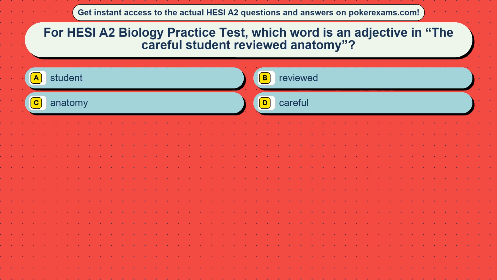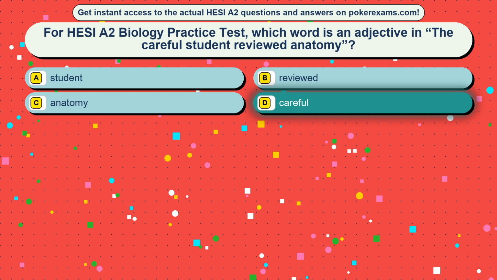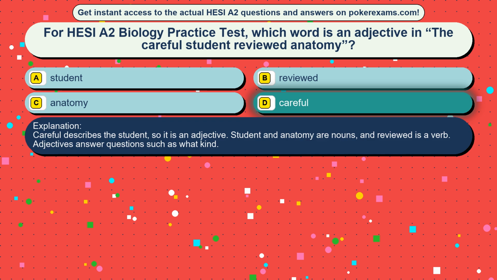For HESI A2 Biology Practice Test, which word is an adjective in the careful student reviewed anatomy? Option A, student. Option B, reviewed. Option C, the anatomy. Option D, careful. The correct answer is option D, careful. Careful describes the student, so it is an adjective. Student and anatomy are nouns, and reviewed is a verb. Adjectives answer questions such as what kind.